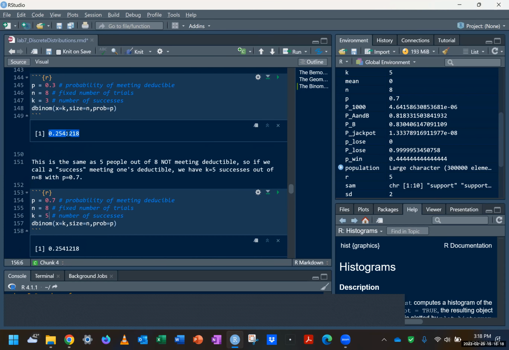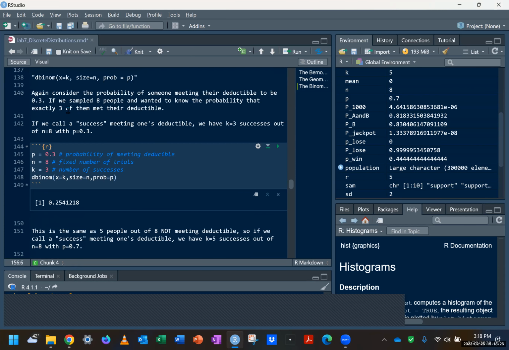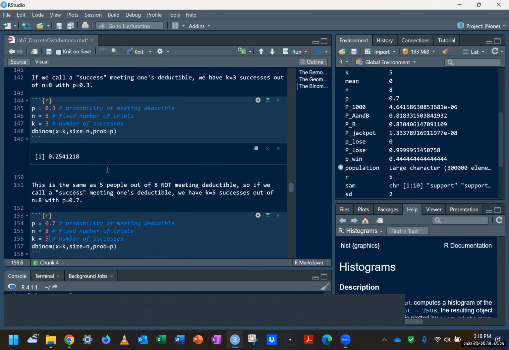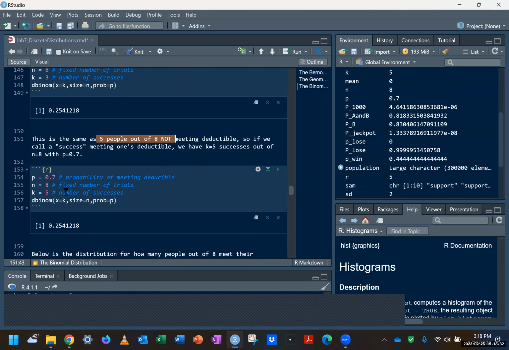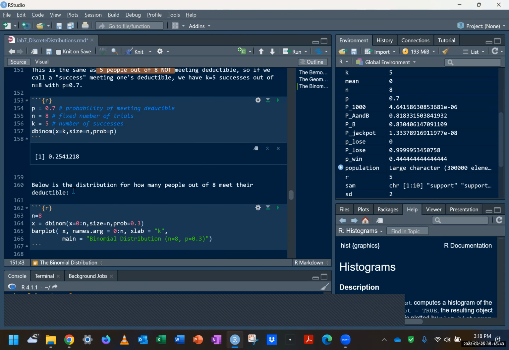So consider we got the same answer in both these problems. So what's going on here? Notice if I have 8 people, 3 out of 8 meeting their deductible is exactly the same as 5 out of 8 not meeting the deductible. So this is nice. We can model the situation in any way you want, call success whatever you want to, but as long as we're consistent, it will give us a correct probability.